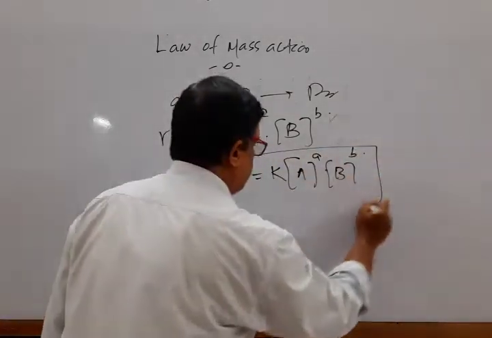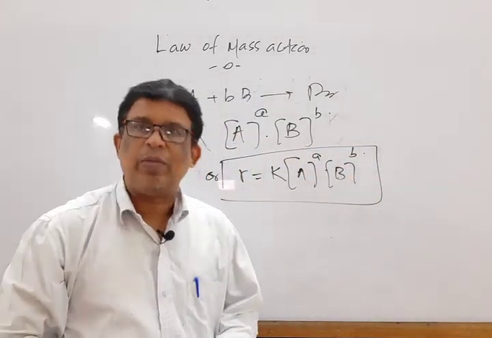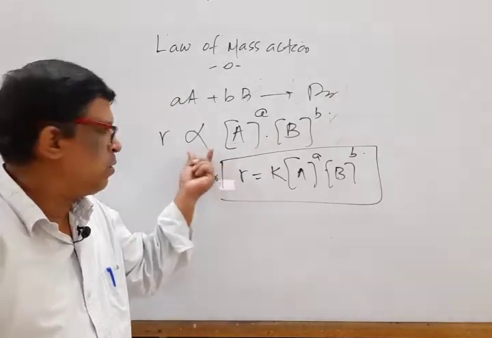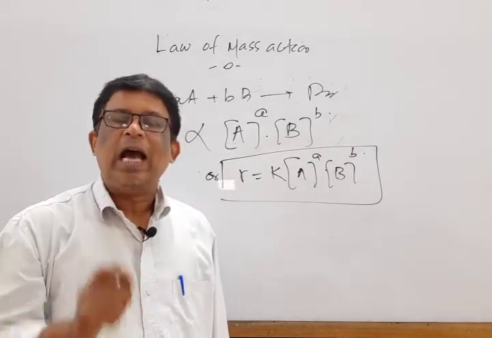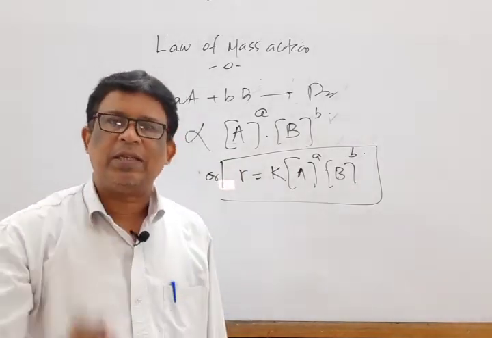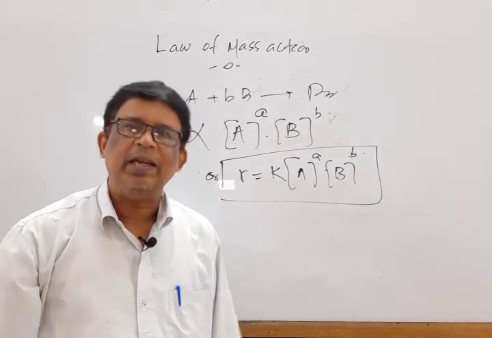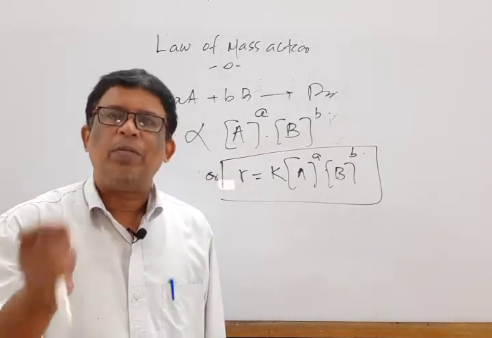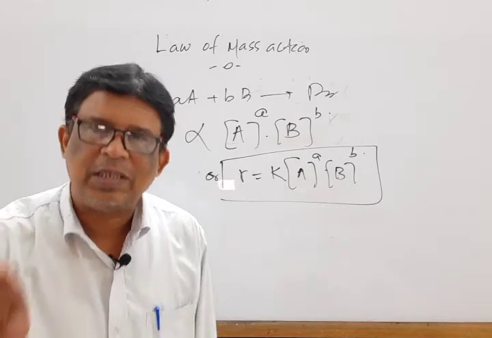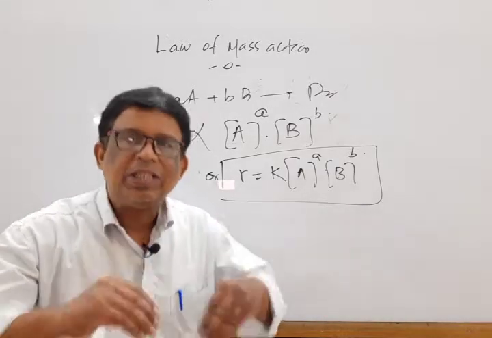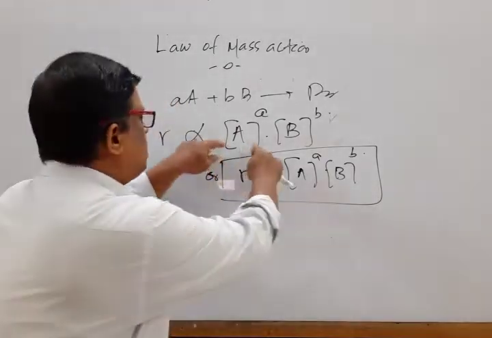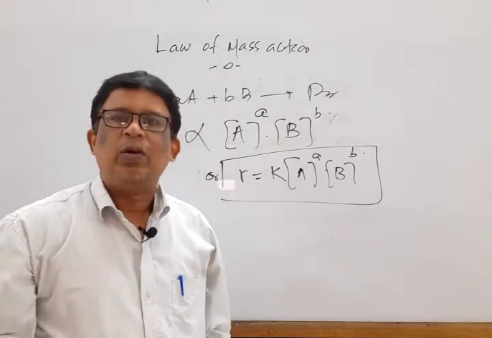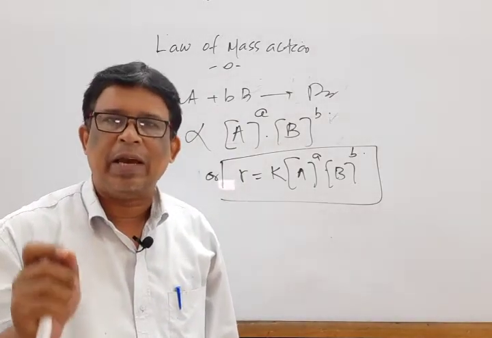So from this expression, the law of mass action may also be stated as: the rate of a reaction is directly proportional to the product of active masses of the reactant species. I repeat again in another way. The rate of a reaction is directly proportional to the product of molar concentrations of reactant species, and each term is raised to the power equal to its coefficient, which is represented in a balanced chemical reaction.